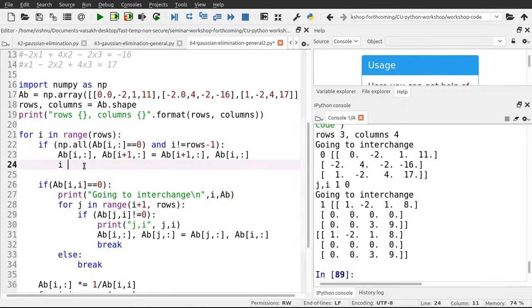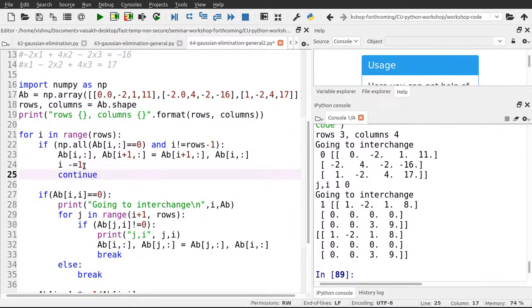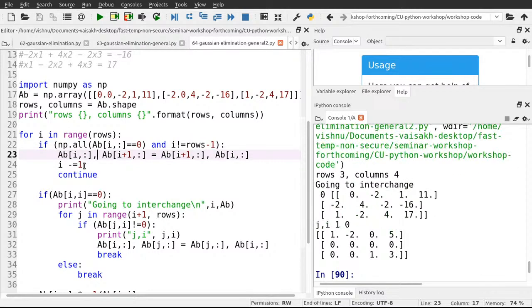So for example, suppose that we are in the second row, and suppose that we get it to be equal to 0. So we are interchanging the second and third rows. Now the problem is that the third row is now in the second row position, and we need to check it again. But I has now become equal to 3. So reduce I by 1 and again go back. Do this check once again. So I minus equal to 1 and continue. I think this should work, but I'm not very sure about that. Let's try.